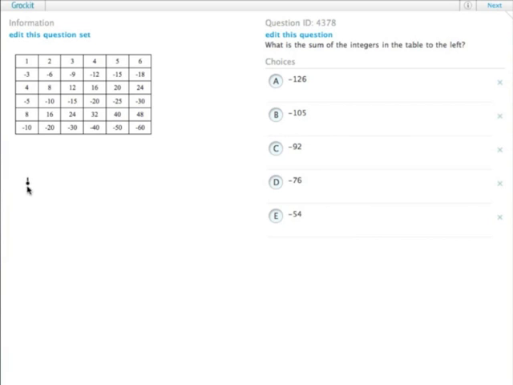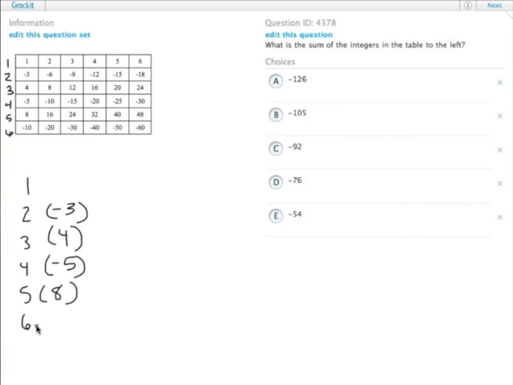So, row 1 is whatever row 1 is. Row 2, I should label them 1, 2, 3, 4, 5, 6. Row 2 is just negative 3 times row 1. Row 3 is 4 times row 1. Row 4 is negative 5 times row 1. Row 5 is 8 times row 1. And row 6 is negative 10 times that first row. So if we can figure out what the sum of the numbers is in the first row, then it would just be multiplied times all of these, and we could add those numbers together.